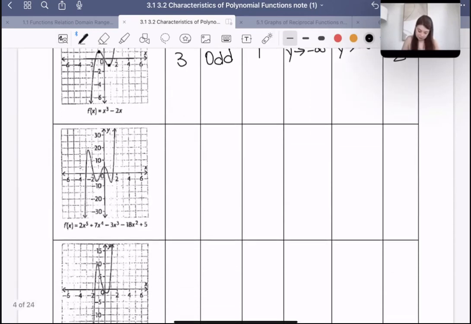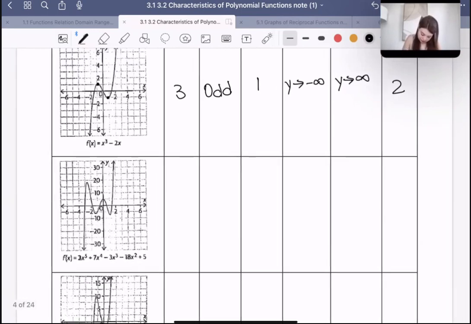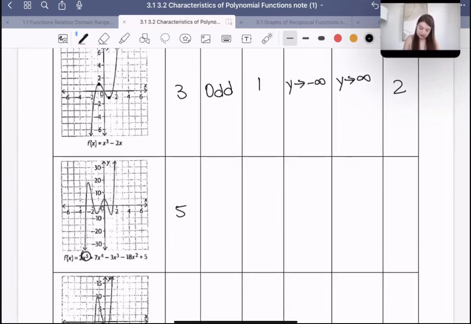Okay. Next, let's take a look at this polynomial. Looks like our degree is 5 because our highest exponent is 5. 5 is an odd number, so it's an odd degree polynomial. The leading coefficient is 2. And because that leading coefficient is a positive number, it will follow suit with the last one: as x approaches negative infinity, y will also approach negative infinity. And as x approaches infinity, y approaches infinity.